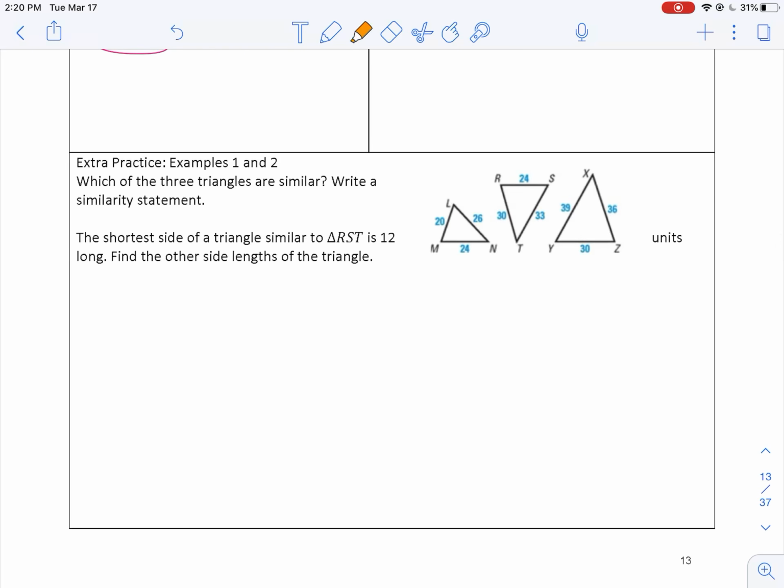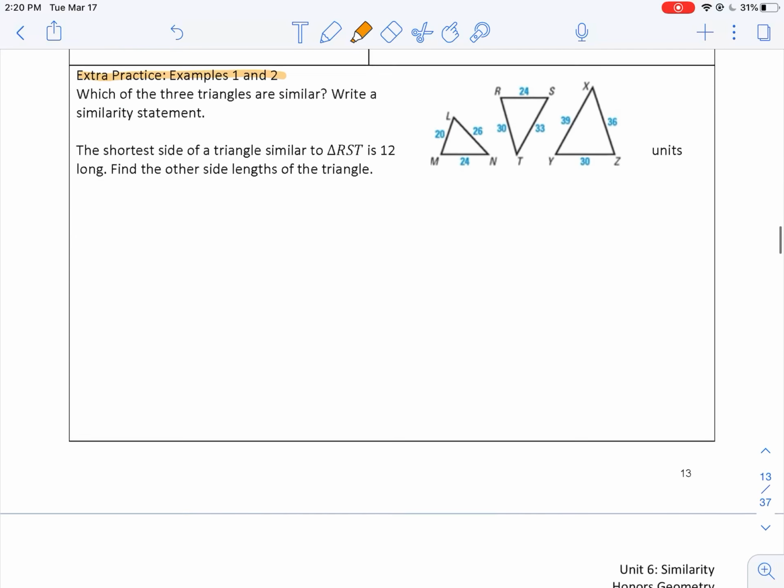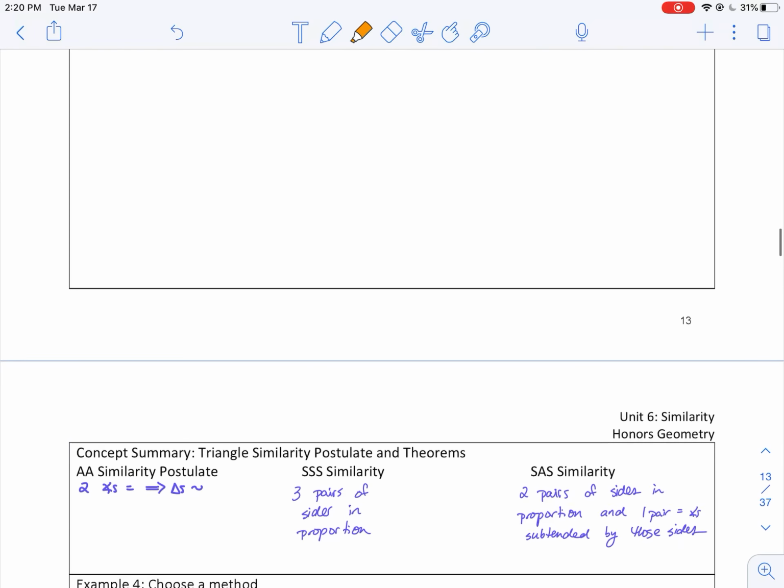Now you will complete this extra practice for examples 1 and 2 as part of your classwork for today, which you will then turn in on Google Classroom. So now let's go ahead and let's look at the next page. All right, so here's a concept summary.